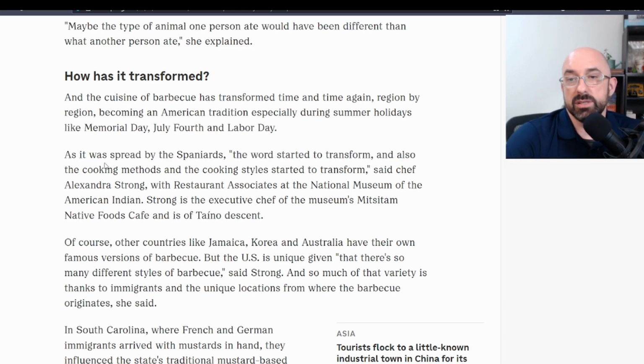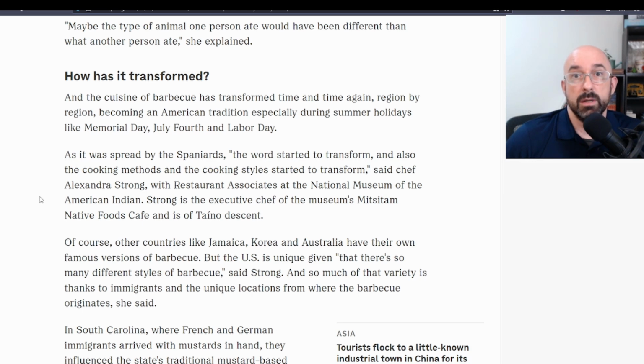As it was spread by Spaniards, the word started to transform. And also the cooking methods and cooking styles started to transform, said Chef Alexander Strong. So this person is an executive chef at a restaurant, and he's basically saying again the word started to transform in the cooking methods. So this is why when we say barbecue, people in different regions might understand that to be different.